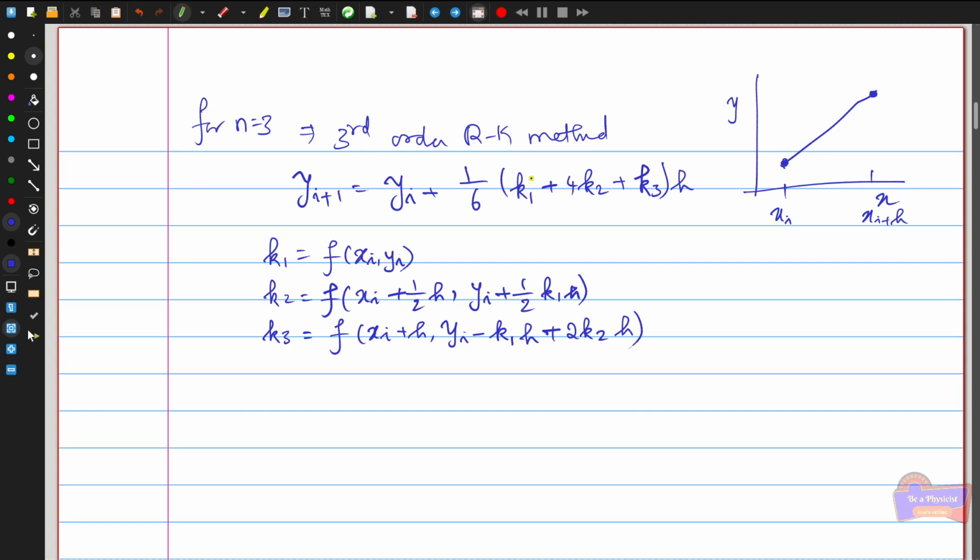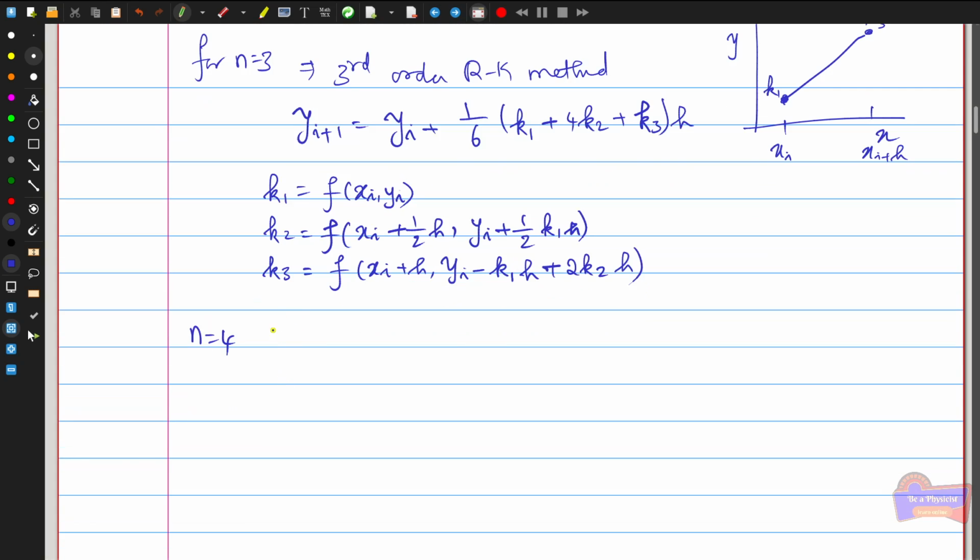However, in the third order Runge-Kutta method, what you are going to do is find three slopes. The first one is k1, and this is k2. Similarly, you find another intermediate slope, k3. You find the slopes three times and take the average of these slopes, which gives you the third order Runge-Kutta method. In a similar way, if you take n equal to 4, you will come up with the solution of the fourth order Runge-Kutta method.